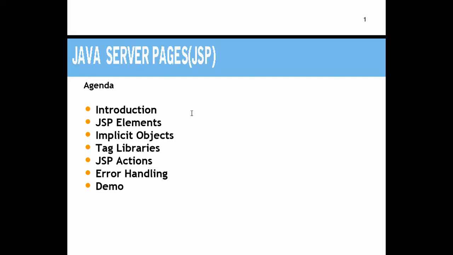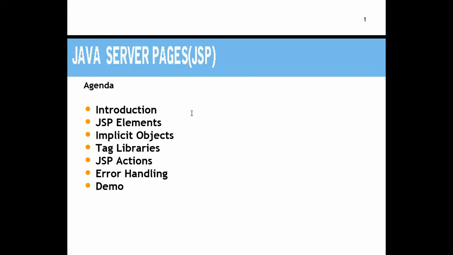In this introduction you will learn what JSP is and what architecture is used, that is MVC architecture. Next we are going to discuss JSP elements, what they are and how they are used. And next is implicit objects. In implicit objects we are going to discuss the scope of the implicit objects in Java Server Pages. And next we are going to discuss tag libraries.